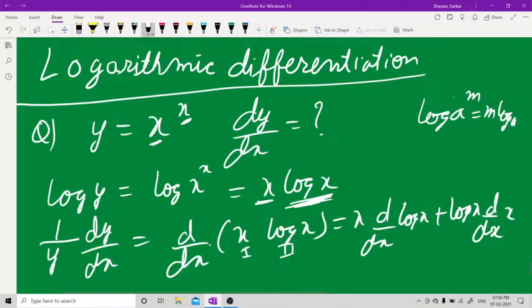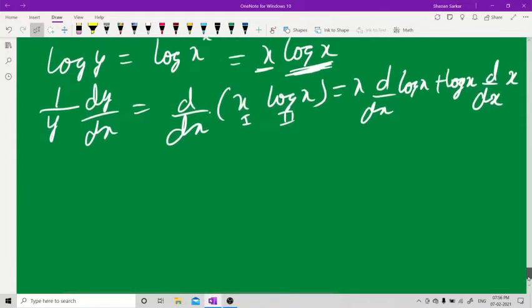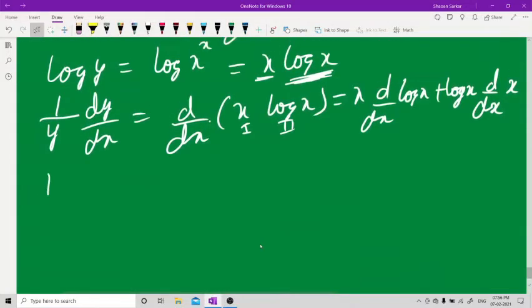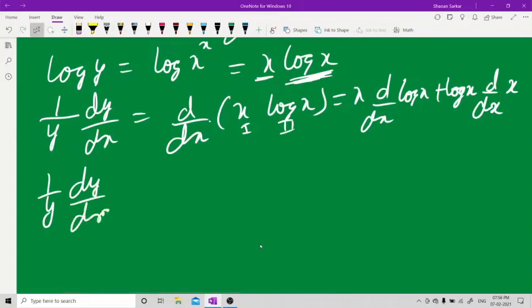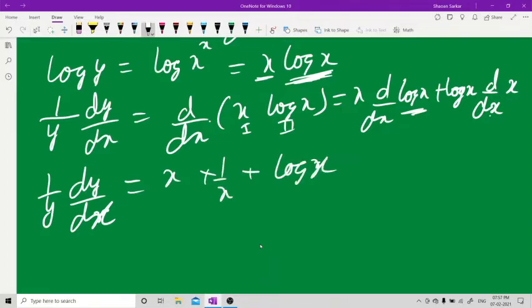This is x, this is x, and this is log x. Now the derivative of log x is 1 upon x. So from here I get x into 1 upon x plus log x, and the derivative of x with respect to x is 1 into 1. So this will cancel out, and it will be 1 plus log x.